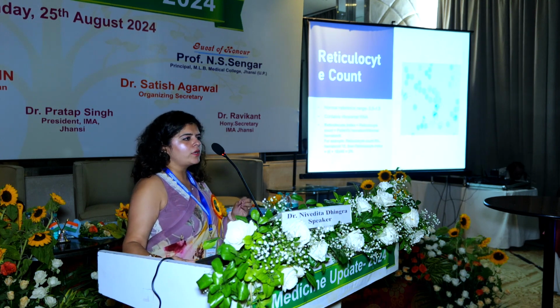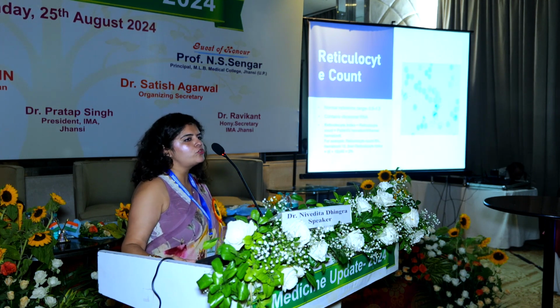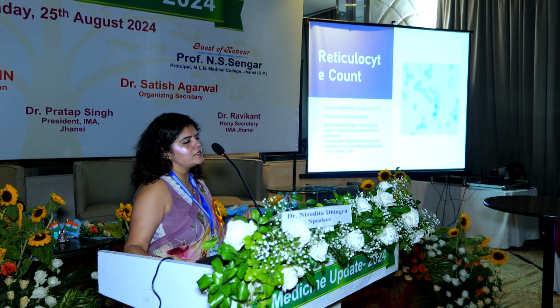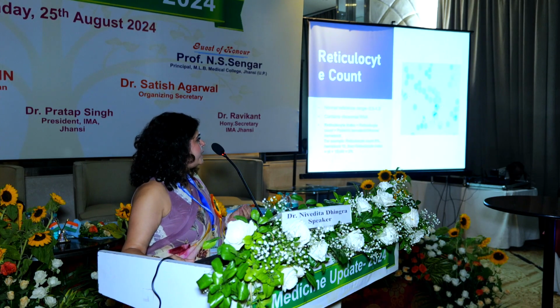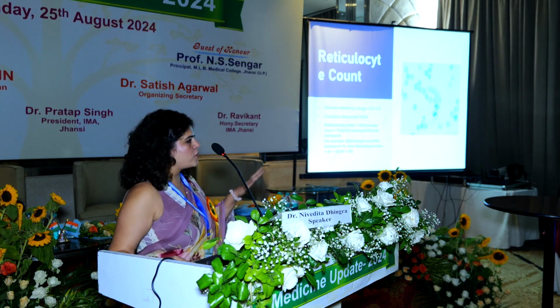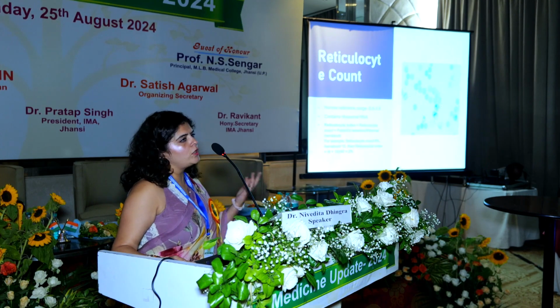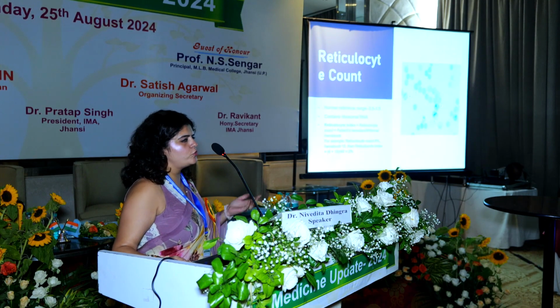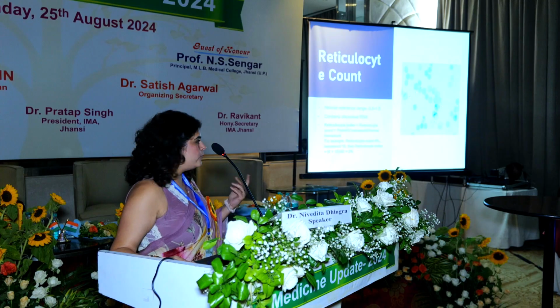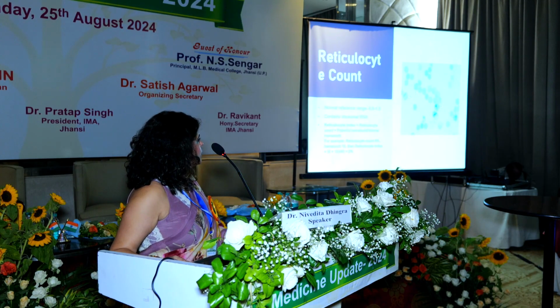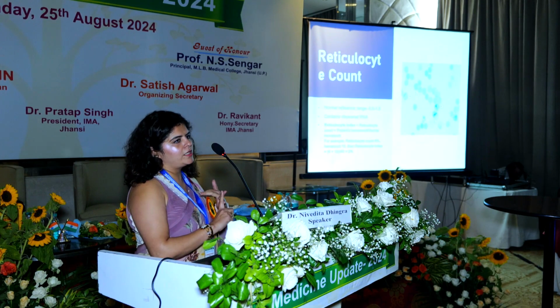There is another important but very basic test that needs to be done while evaluating anemia: a reticulocyte count. A reticulocyte count is done by a process of supravital staining. Now a lot of modern cell counters do it automated, we do it manually also. So when you do a reticulocyte count, two things need to be taken into account.